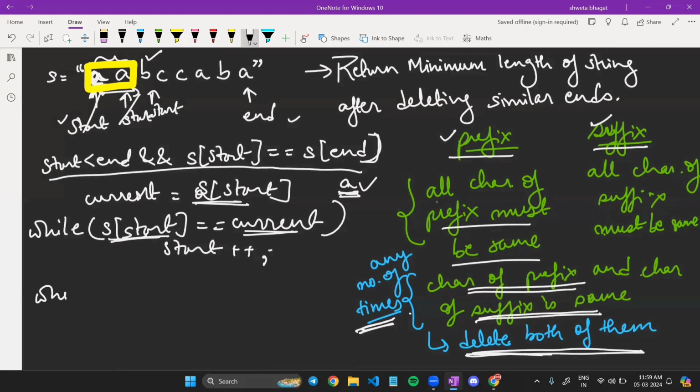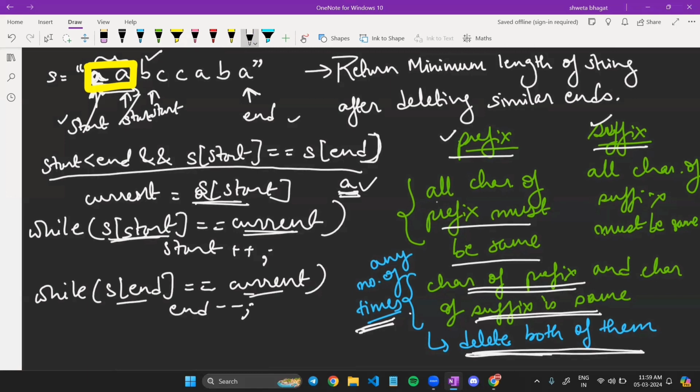So what we will do, we will say that while s of end is equal to current, we'll simply do end minus minus so as to get our suffix. Now our end is present at a, right? What is current? Current is also a. So is s of end equal to a? So yeah, it's a. So what we'll do, we'll decrement end. So our end will point here.